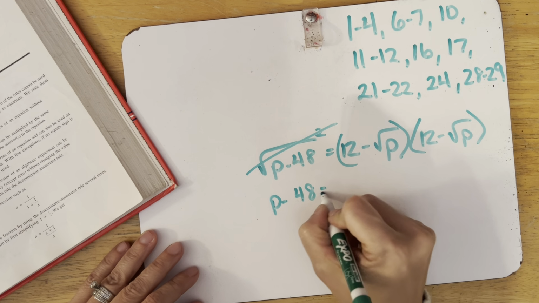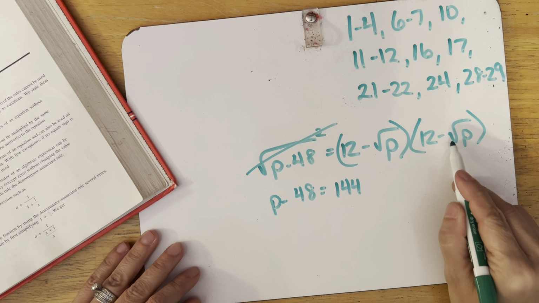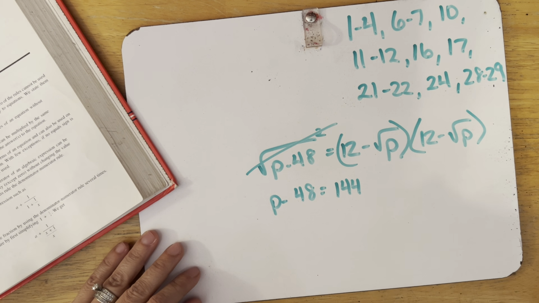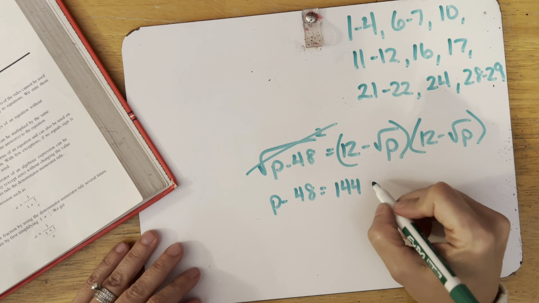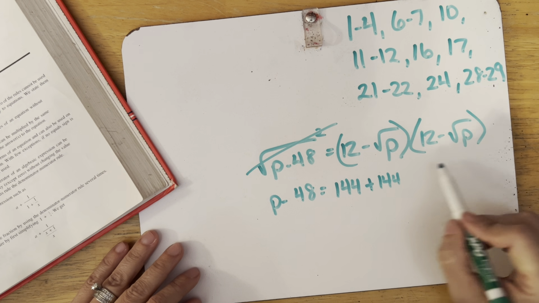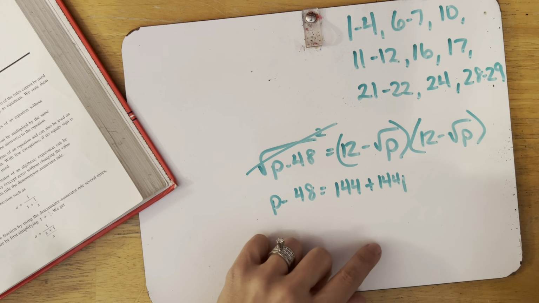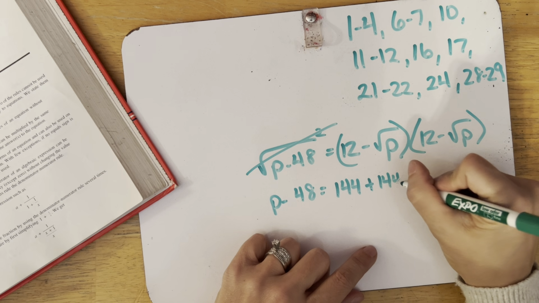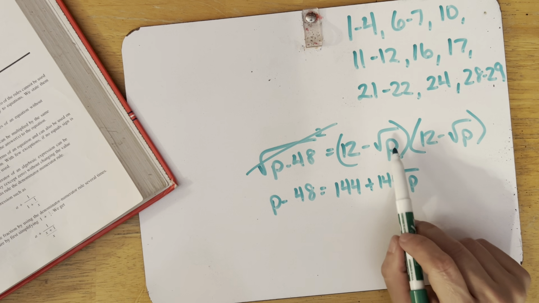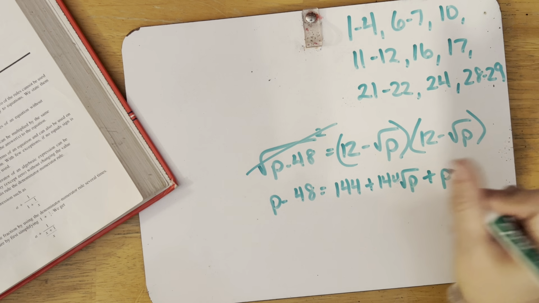p minus 48 equals 12 times 12, which is 144. 12 times negative 1, negative 12 times the square root of p, and another negative 12 times the square root of p, so negative times a negative, so plus 144 times the square root of p, and then negative 1 times negative 1 is positive, square root of p times the square root of p cancels out, so plus p.